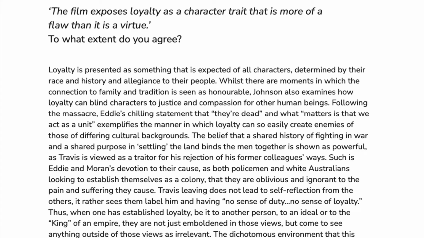Loyalty is presented as something that is expected of all characters, determined by their race and history and allegiance to their people. Whilst there are moments in which the connection to family and tradition is seen as honourable, Johnson also examines how loyalty can blind characters to justice and compassion for other human beings.